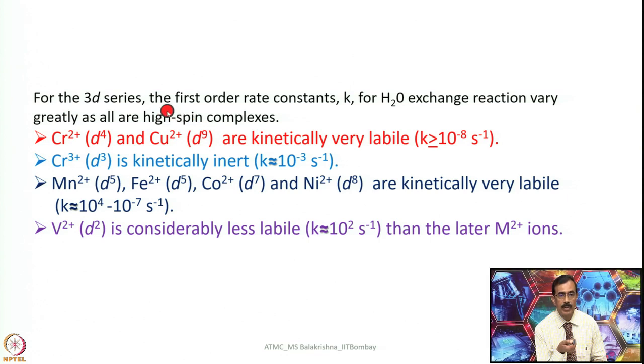For the 3d series, the first order rate constants k for water exchange reaction vary greatly, as all are high spin complexes. For example, chromium 2 plus and copper 2 plus are kinetically very labile, with rates in this range, and chromium 3 plus, d3, is kinetically inert; you can see the rate is slow. Manganese 2 plus d5, iron 2 plus d6, cobalt 2 plus d7 and nickel 2 plus d8 are kinetically very labile, and hence the rate can be seen here. Vanadium 2 plus with d3 is considerably less labile than the later M2 plus ions.